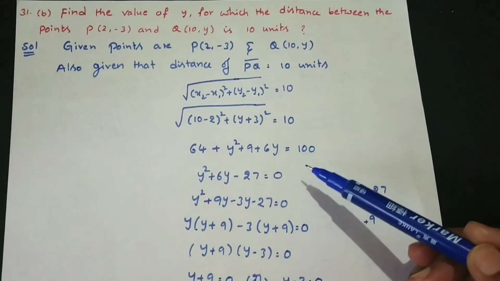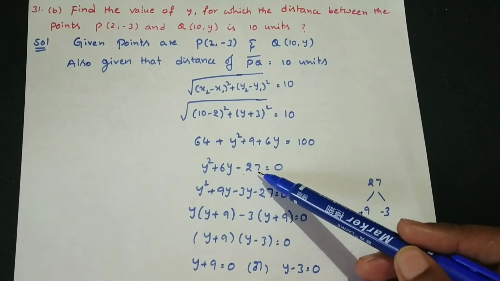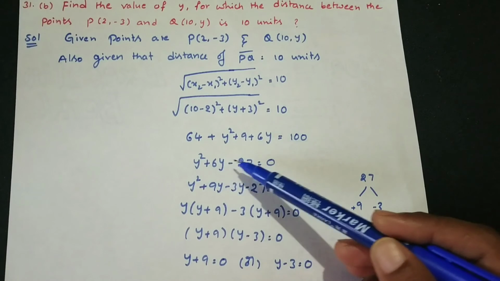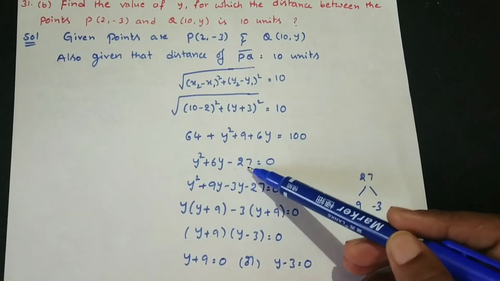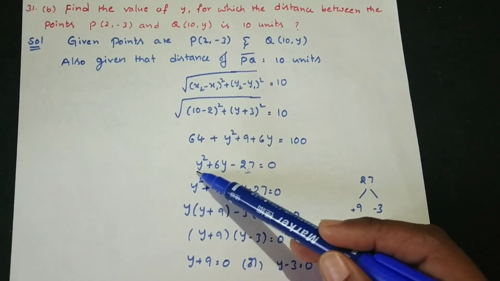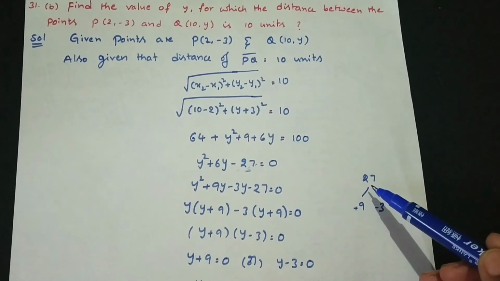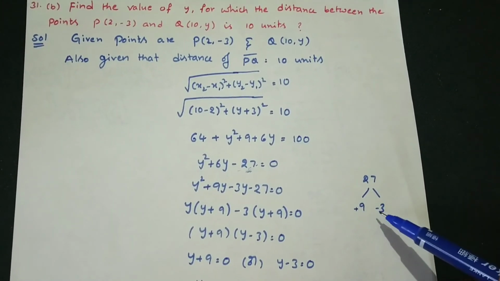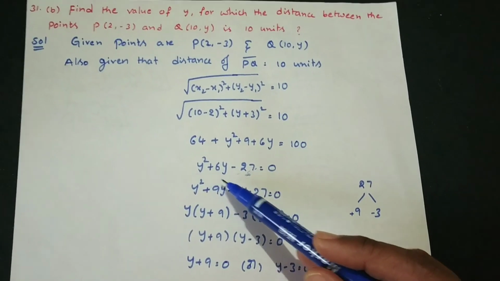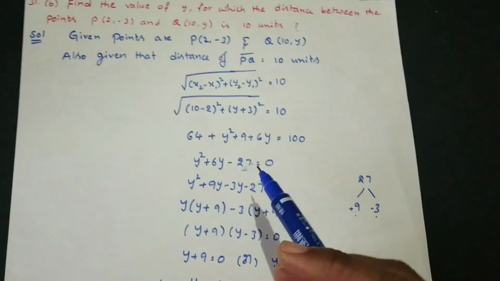You are going to get like this: 100 equals y square plus 6y plus 73, which gives a quadratic equation y square plus 6y minus 27 equals 0, with 2 roots. Split these roots. How to get this? The product of the coefficient of y square, 1, and the constant term, minus 27, you are going to get here. 27 can be written as 9 into 3. Here I want the plus term, so the bigger number should be plus and the smaller number should be minus.